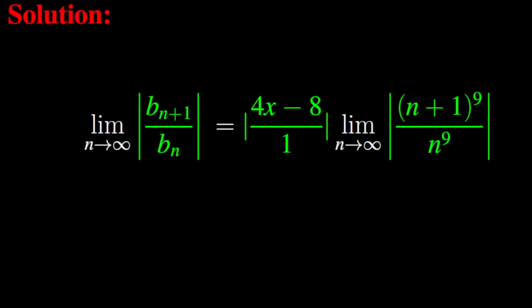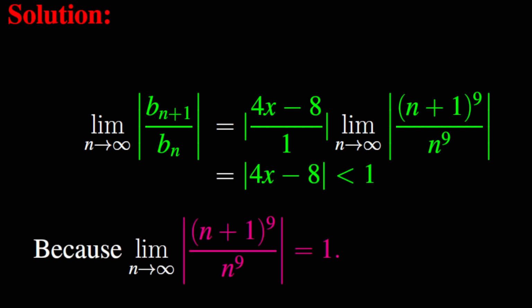We can pull the fraction (4x minus 8) over 1 out of the limit expression because it does not depend on n. Thus, we only need to compute the limit as n goes to infinity of the fraction (n plus 1) to the power 9, over n to the power 9. The limit of the ratio is equal to the absolute value of 4x minus 8, which must be less than 1 for the series to converge.